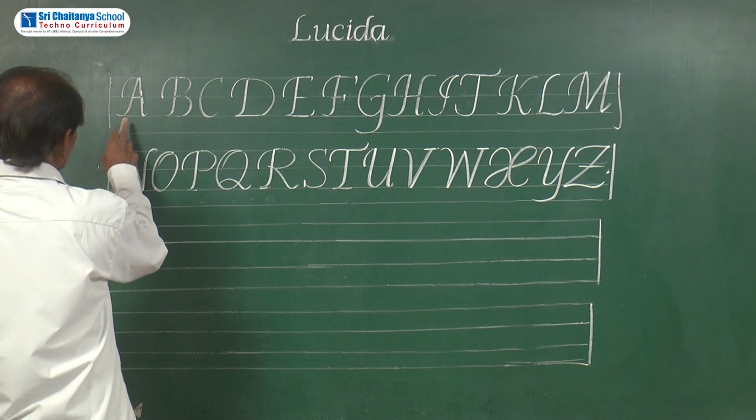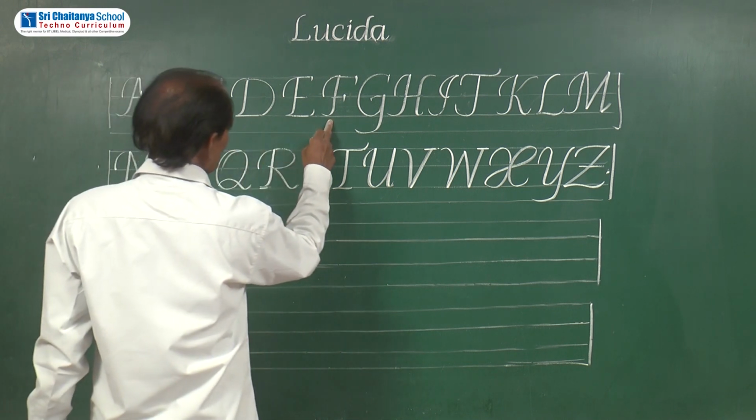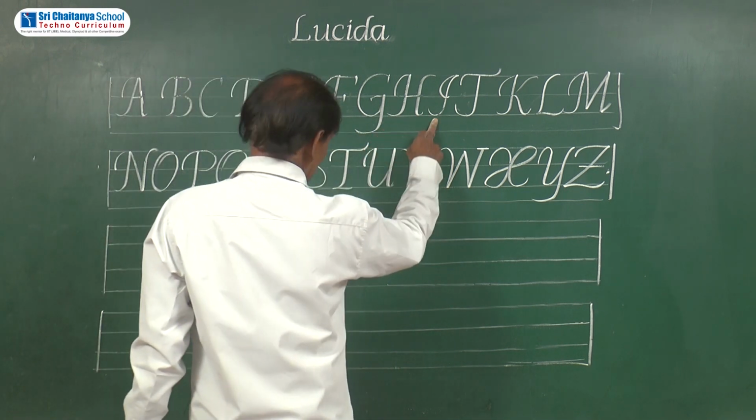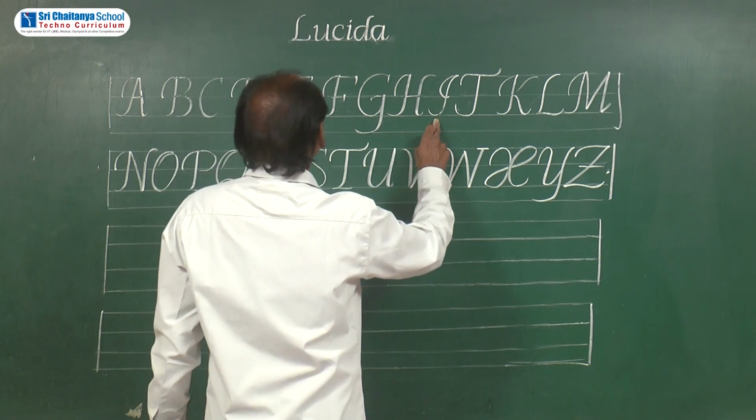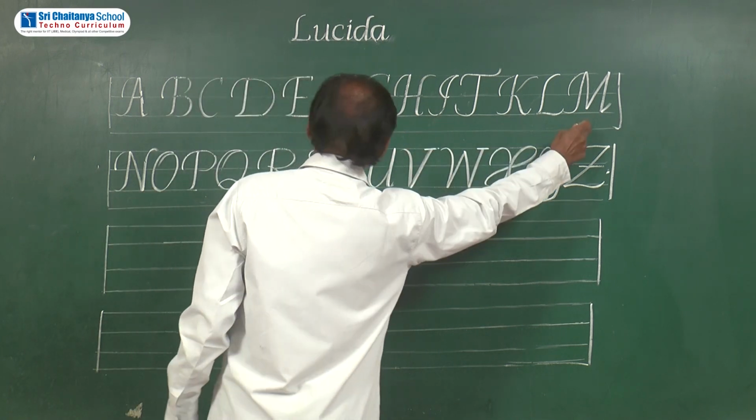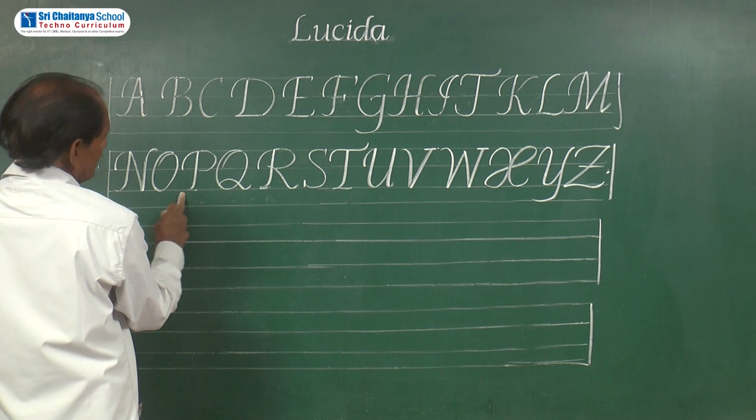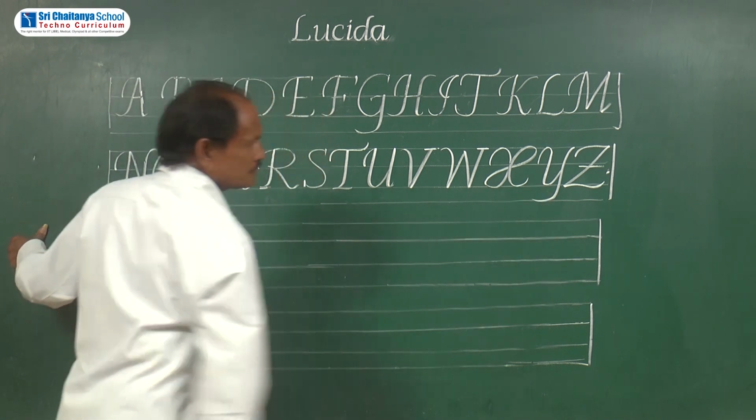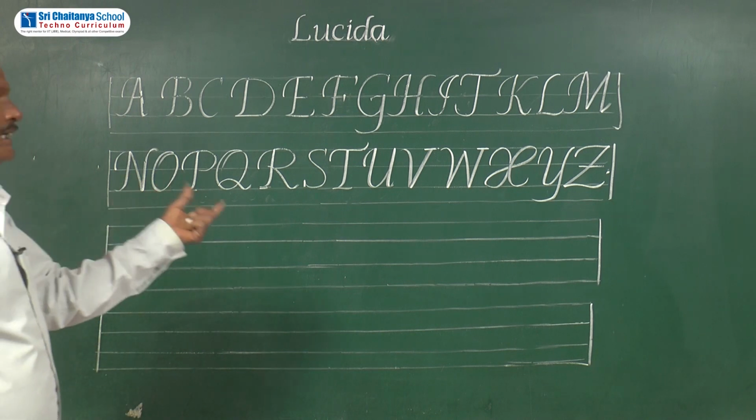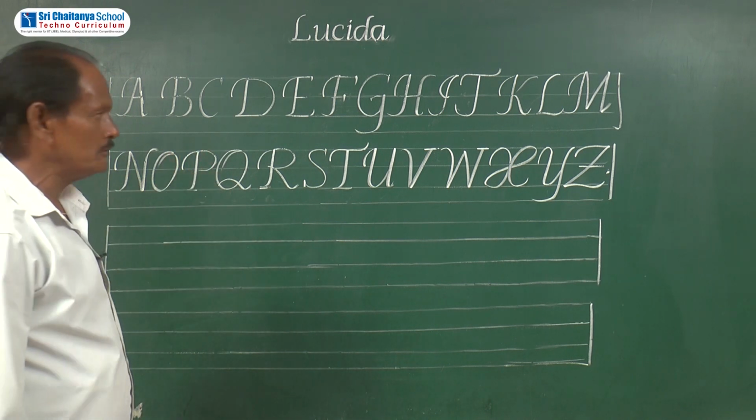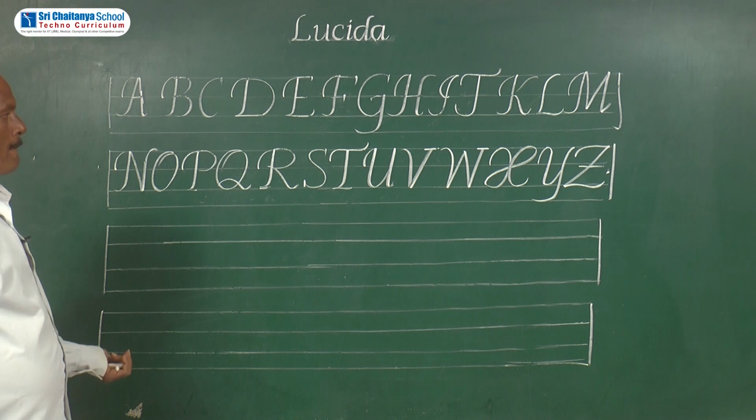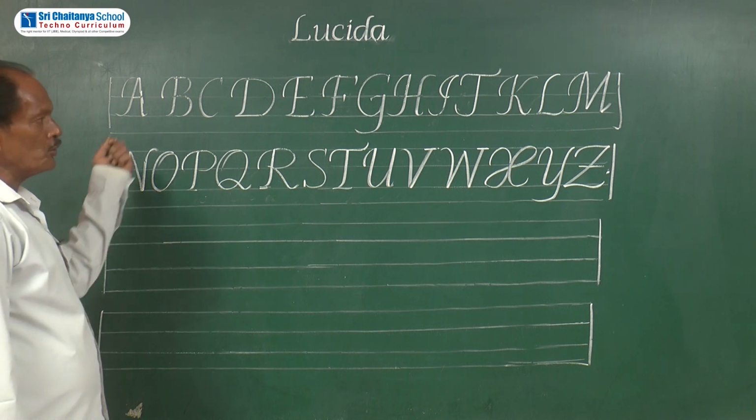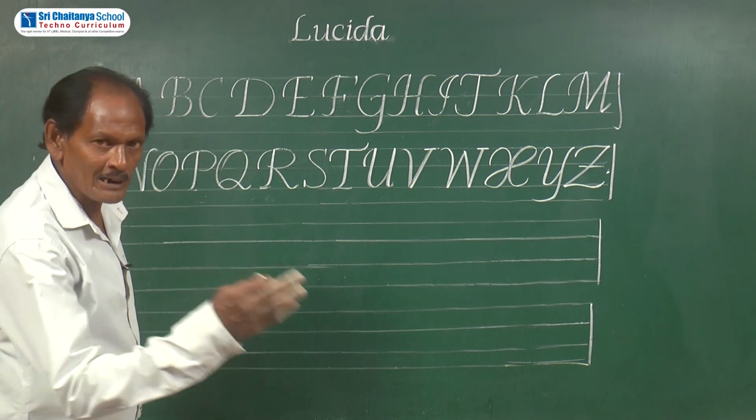Again I am going to count: 1, 2, 3, 4, 5, 6, 7, 8, 9, 10, 11, 12, 13 and 14. Total 14 letters are written with the help of the capital stroke. Okay, now I am going to write the small letters also.